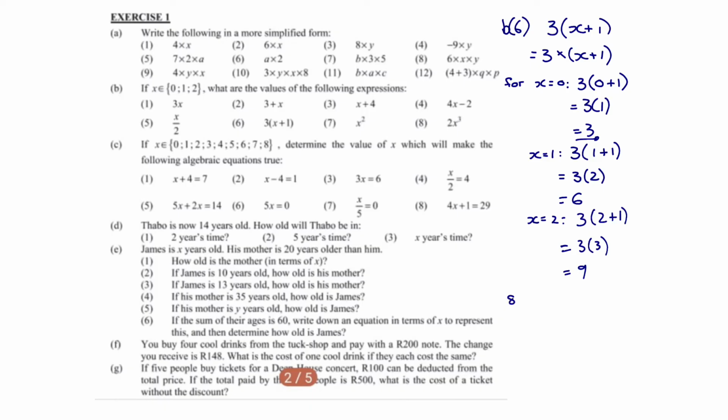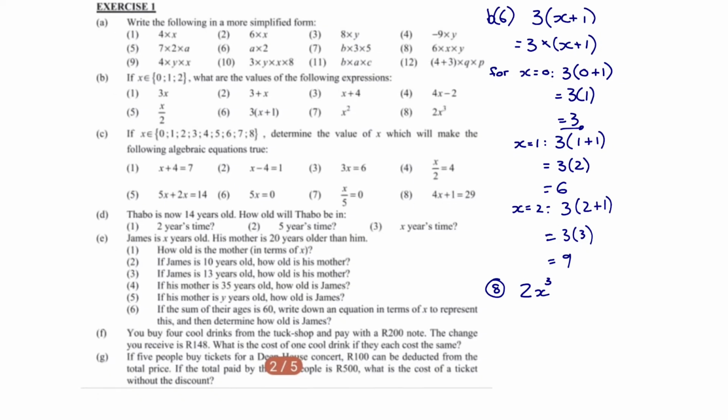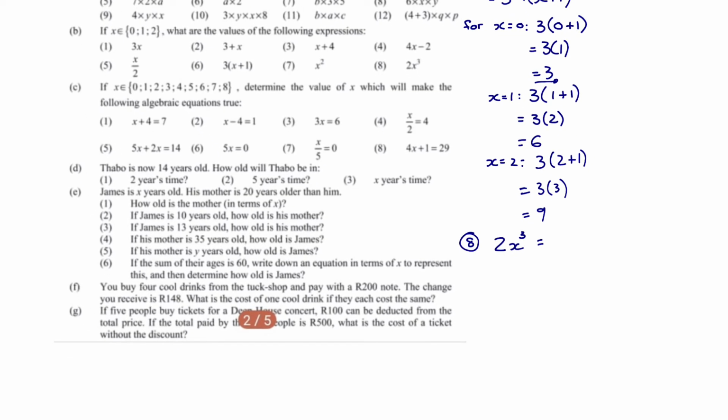I'm also going to do number 8, where it says 2x to the power of 3. Now, what does to the power of 3 mean? It means it's 2 times x times x times x. In other words, 3 x's, right?